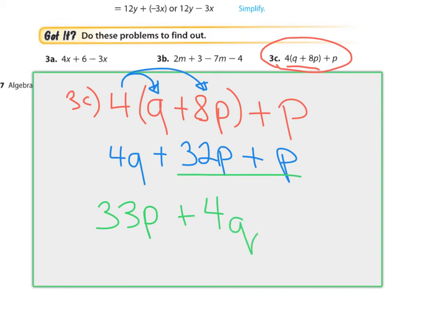And that's simplified. We can't go any further than that because these are not like terms, and you cannot add or subtract terms that are not alike.